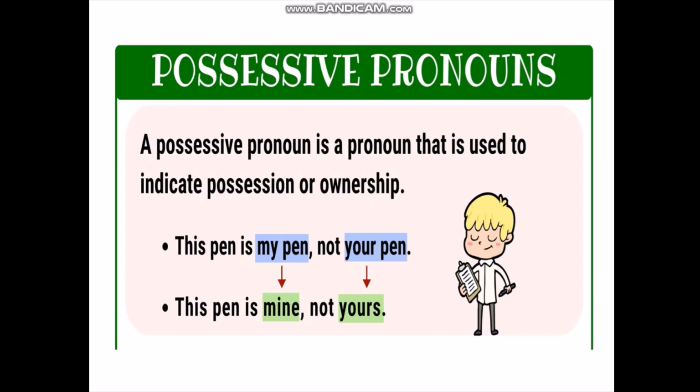A possessive pronoun is a pronoun that is used to indicate possession or ownership. For example, this is my pen, not your pen. To make it short, instead of saying my pen, you just have to say mine. And for your pen, you just have to say yours. Okay, this is mine, not yours.